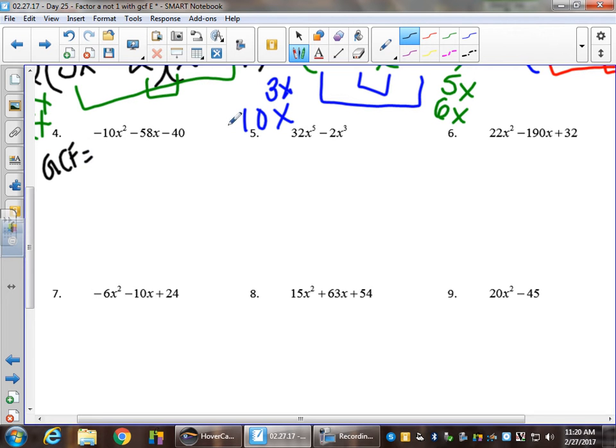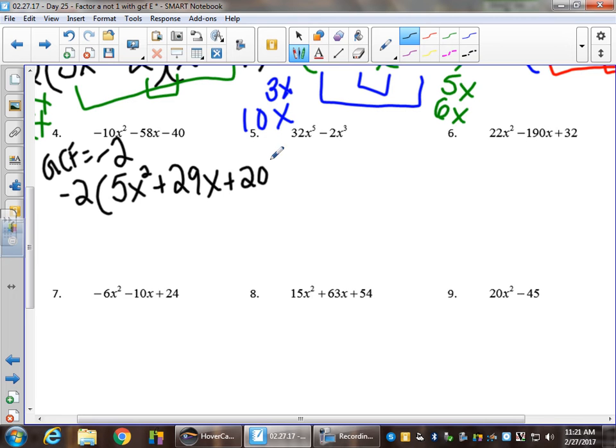2. What's my GCF for number 4? We have negative 10x. Right, negative 2. What's left over when we pull out a negative 2? Positive 5x squared. Negative 58 divided by 2? 29. X. Positive 20.